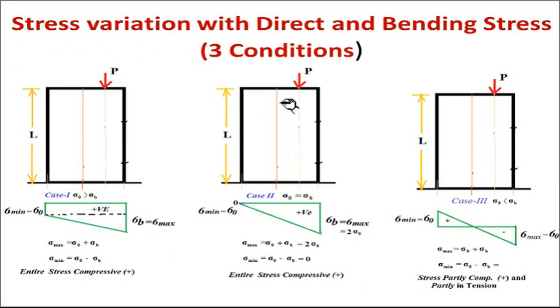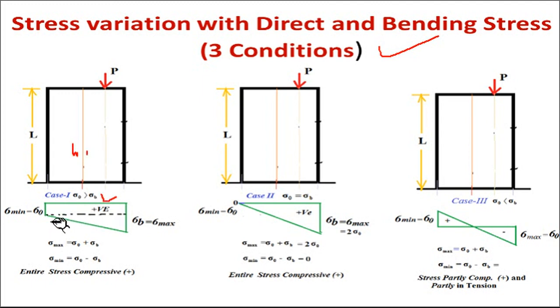Now see the next case, stress variation with the direct and bending stresses. There are three conditions. Case 1 is when sigma 0 is greater than sigma b. Sigma 0 means the direct stress. If the direct stress is more than the bending stress, that is case 1: sigma 0 is greater than sigma b.